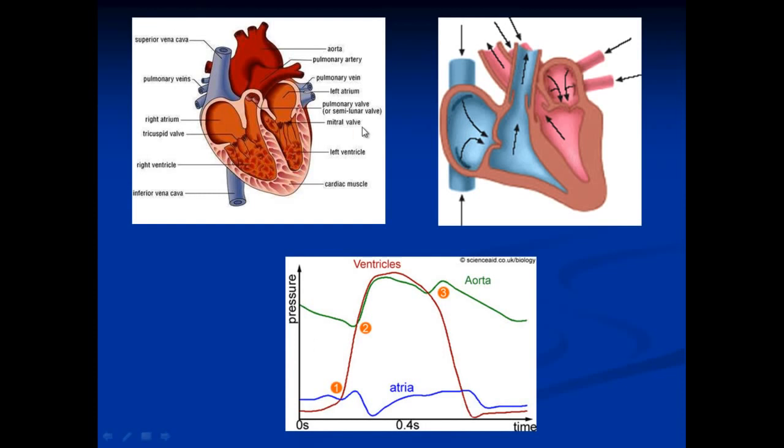Okay, now if we look at these two heart pictures here, this shows atrial systole because the atria are contracting and the AV valves are open. The SL valves are shut at this point. This diagram shows ventricular systole. That's because the semilunar valves are open, but the AV valves are shut.